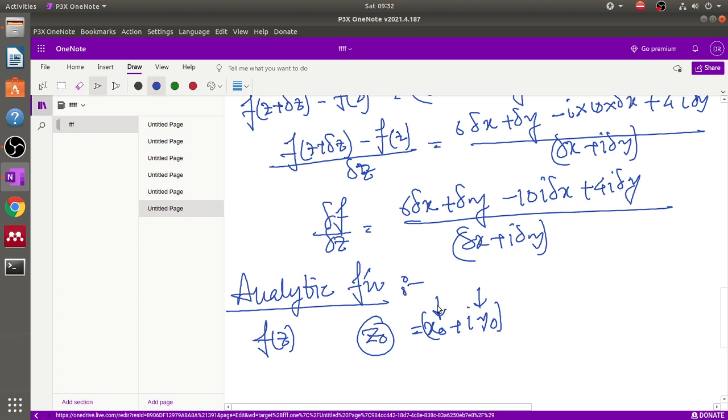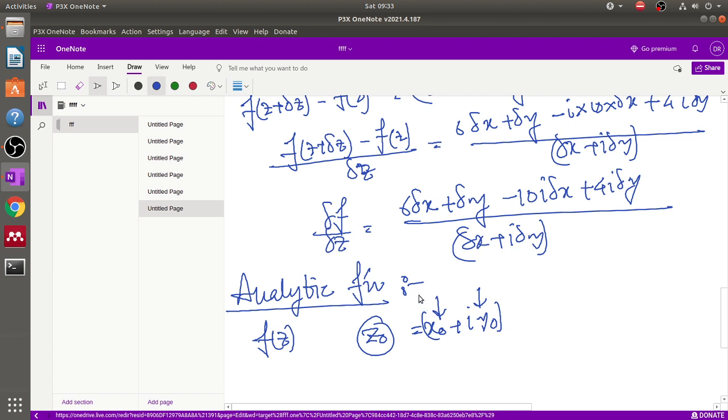The point at which the function is not differentiable is called a singular point. Students, please note down, the point at which the function is not differentiable is called the singular point of the function. An analytic function is also known as a holomorphic, regular, or monogenic function. There are different names for the analytic function.